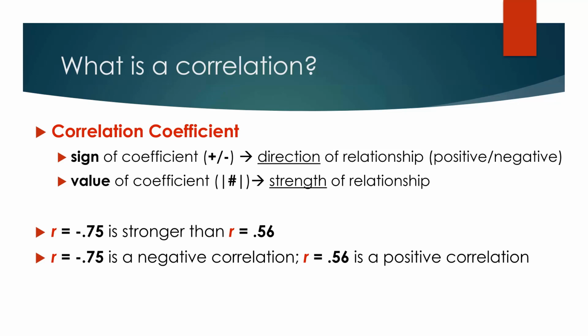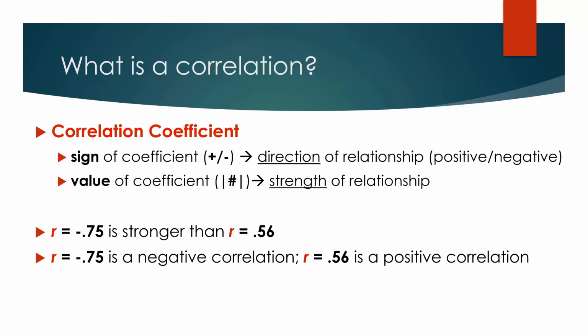So take, for example, these two correlation coefficients I have represented for you here. Let's say that R equals negative 0.75, and then another one that R equals 0.56. If you're thinking of these numbers as just numbers on a number line, obviously 0.56 would seem to be stronger than negative 0.75. But that's not how you would interpret a correlation coefficient. Negative 0.75 is stronger than 0.56 because negative 0.75 is further from 0 than 0.56 is.